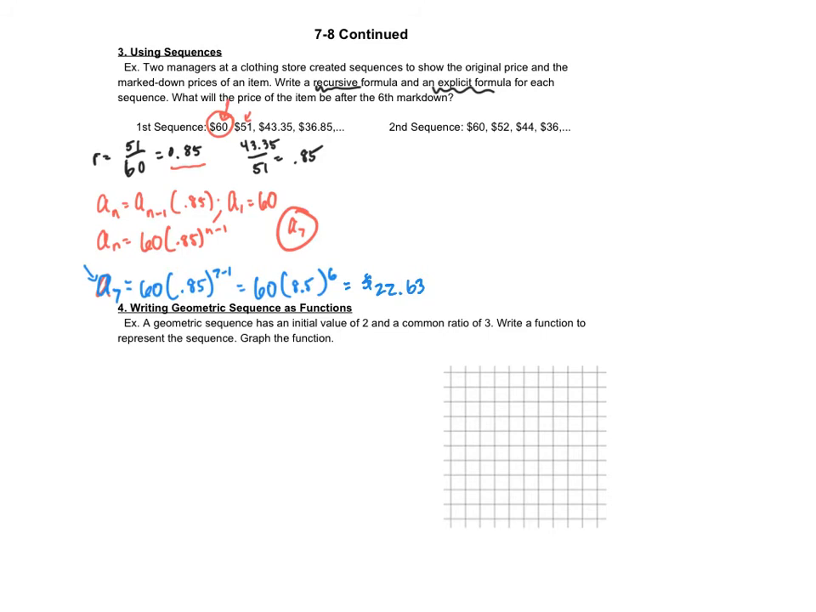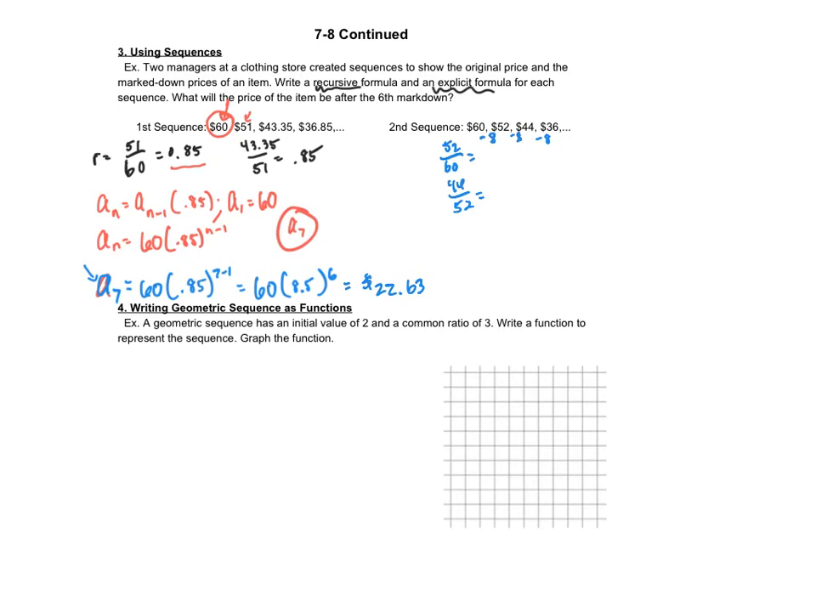Now the second manager, if I take 52 and I divide it by 60, I'm not sure what that's going to be. Or if I take 44 and I divide it by 52. Those turn out to not be the same values, and they are therefore not a geometric sequence. But what they do prove to be is arithmetic. Because look, I happen to be subtracting 8 each time. And we said if we subtract or add, then it is an arithmetic sequence. If we multiply or divide, then it is a geometric sequence.